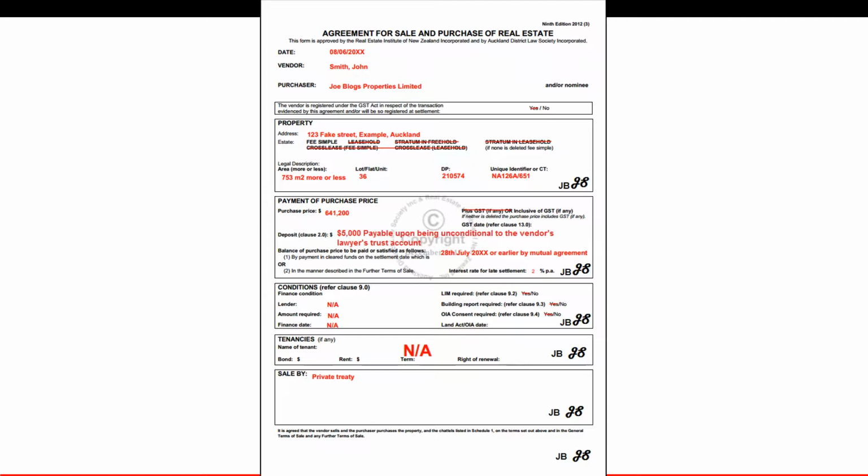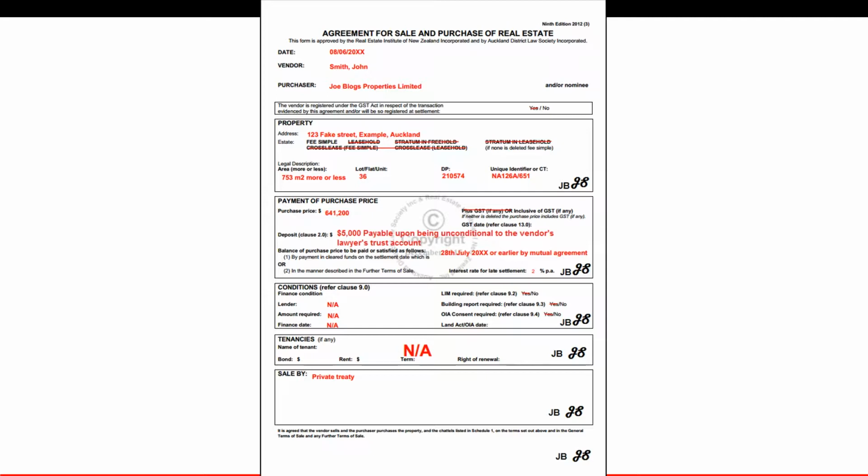And don't worry too much if the area, lot, and even the DP is not written exactly according to the certificate of title. Try to do your best. But the main thing to keep note of is the unique identifier or the certificate of title ID number, which the lawyers can actually search up on their systems and find out what property belongs to who anyway. So moving on to the next section, we go over to the payment of purchase price.